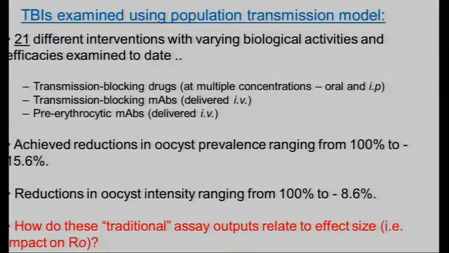In total, we've achieved reductions in oocyst prevalence ranging from 100% to minus 15.6%. So we see complete inhibition to no inhibition, and the same for reduction in oocyst intensity. But as I mentioned previously, what we really want to do is relate these traditional oocyst assay outputs to effect size to look at impact on R0.